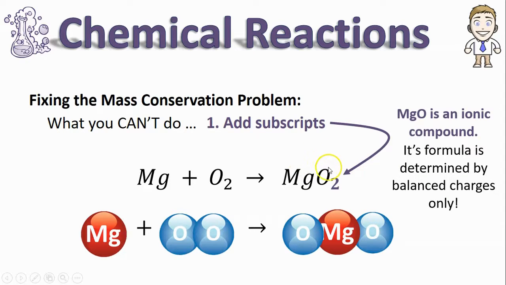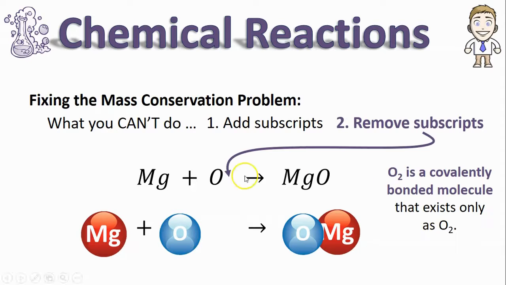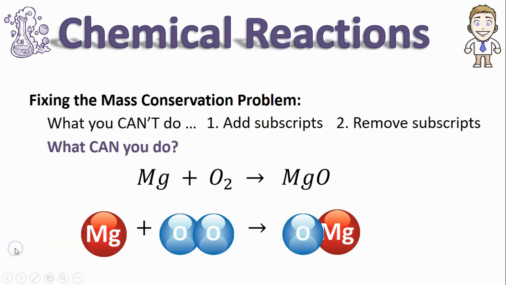Mg is a +2, oxygen's a -2. They balance with just 1 atom apiece. You can't add in a second one. Another thing you can't do is take subscripts away. If it was just Mg plus O, then it would work because there's 1 oxygen on each side, but O2 is a covalently bonded molecule and it exists in nature as O2, so you have to write it that way. Take a moment to note the things that you can't do to fix this problem. Now let's talk about what you can do.